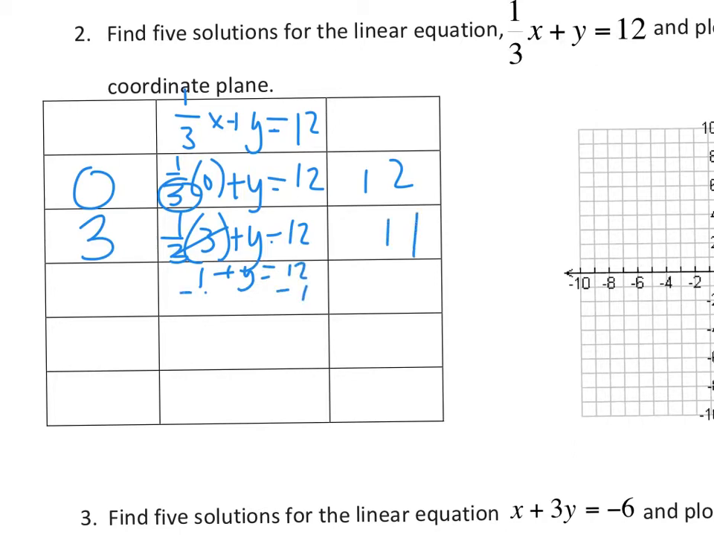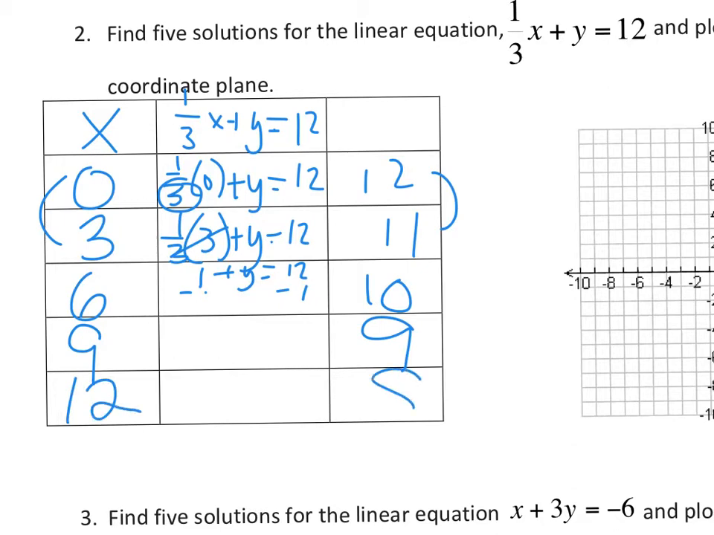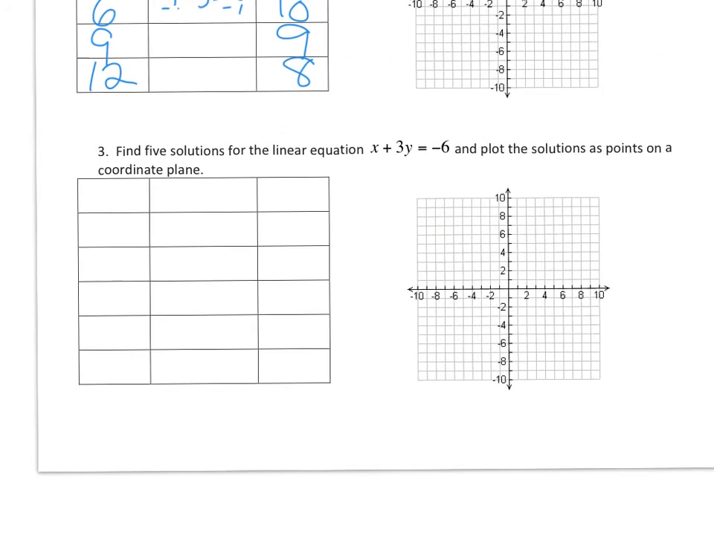So see how the x's are going up by 3? The next one would be 6. These are going down by 1. This would be 10. And then 9 would be 9. And then 12 would be 8. Okay, see how I did that? I didn't even need to finish the whole table. You just find the pattern with the first ones, okay? I'm not even going to bother plotting those points. You know how to plot those points. I think you can do the last one all by yourself.